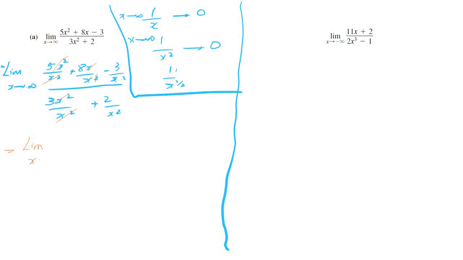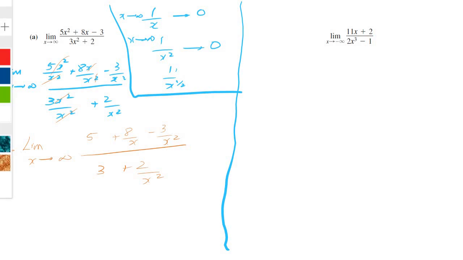Your limit as x tends to infinity, we have 5 plus 8 over x minus 3 over x squared, over 3 plus 2 over x squared. So we see that as x tends to infinity, this goes to 0 and this goes to 0 and this goes to 0. So we have an answer of 5 over 3. Let me answer the next question here.